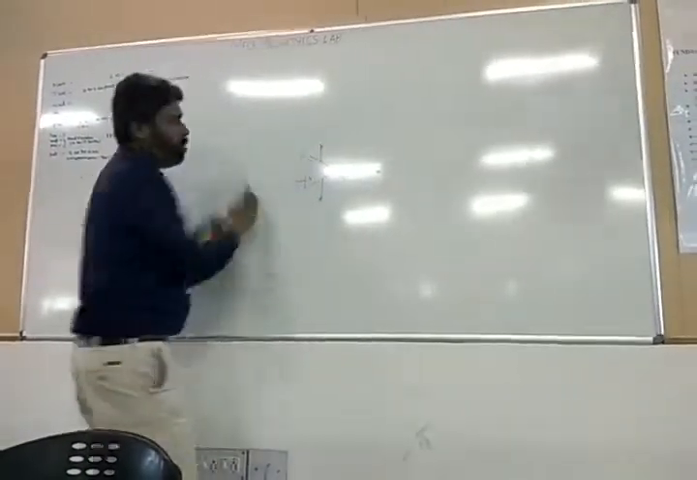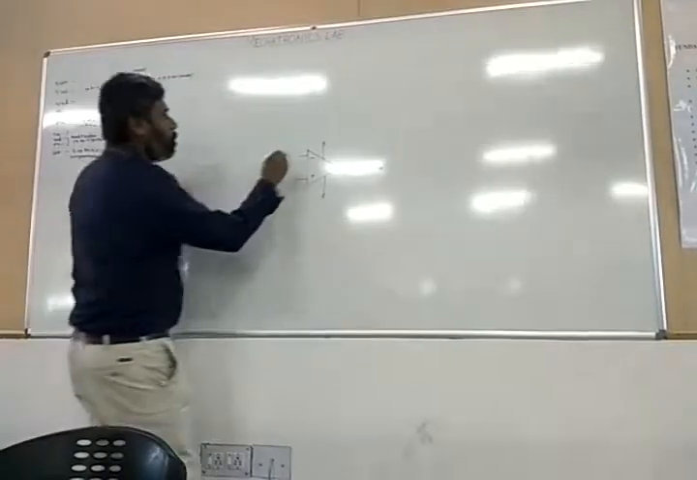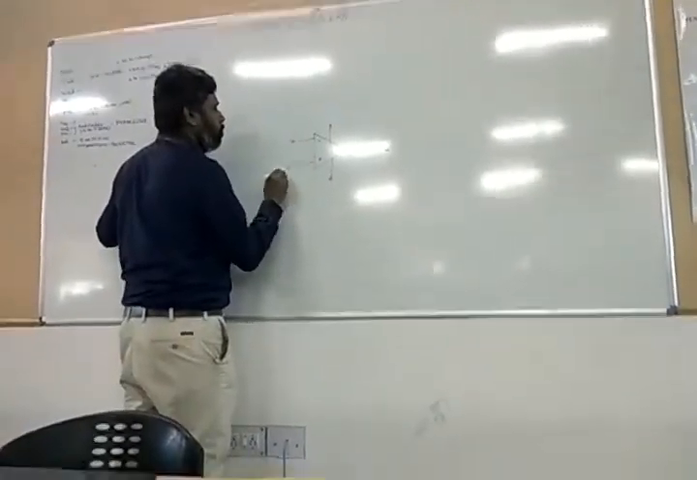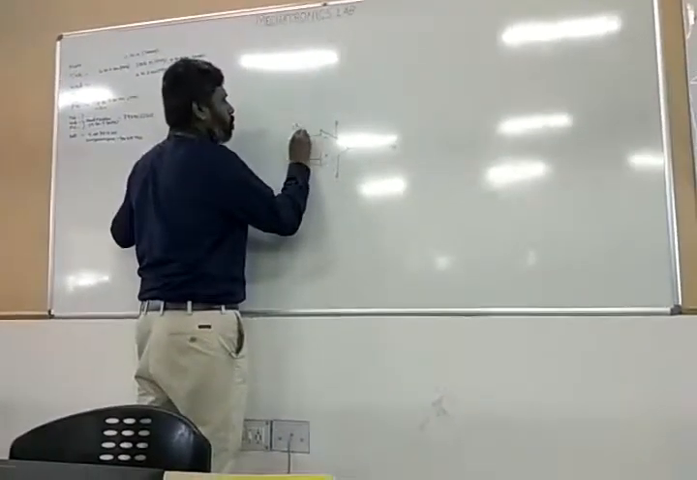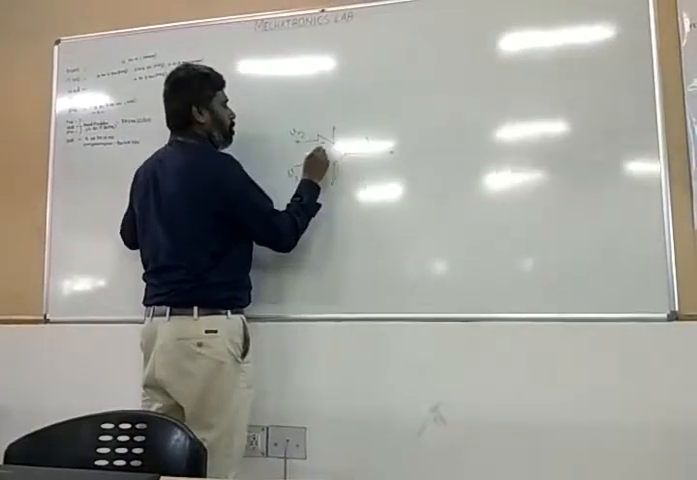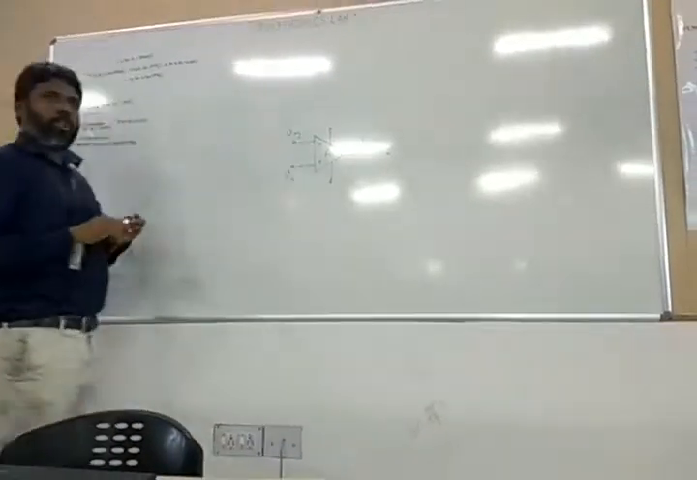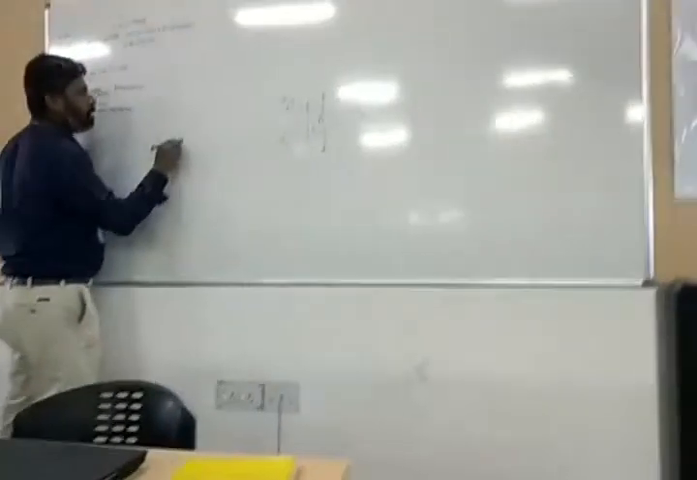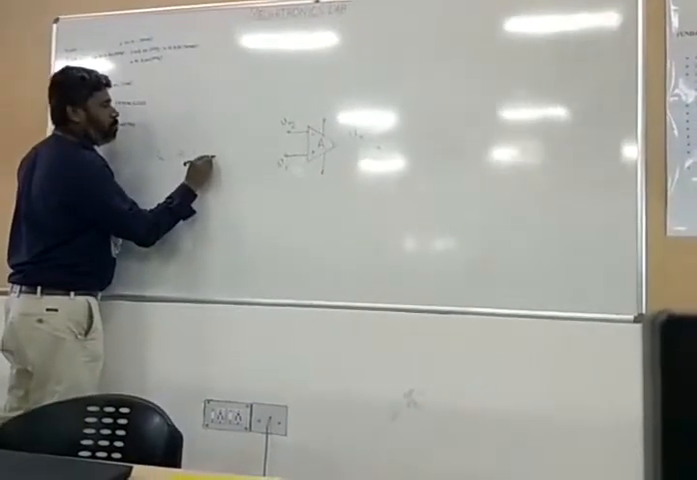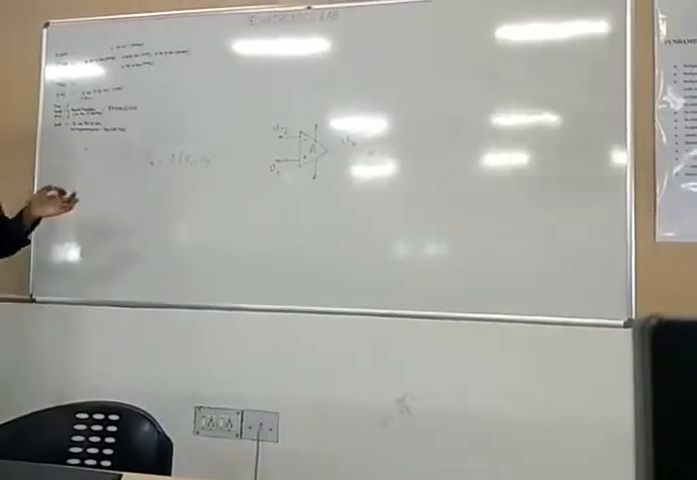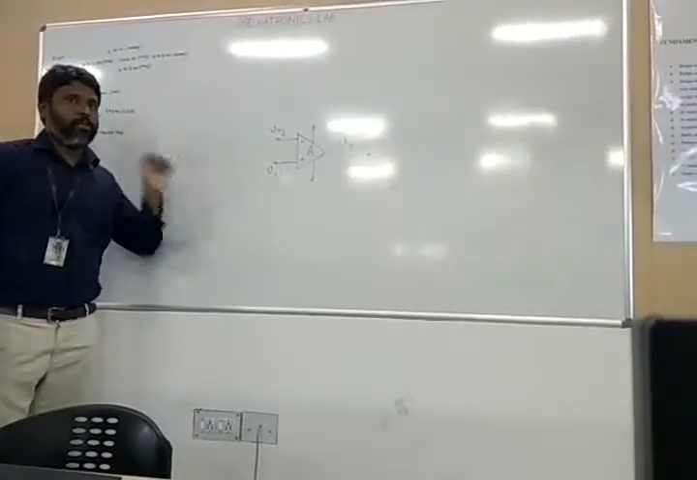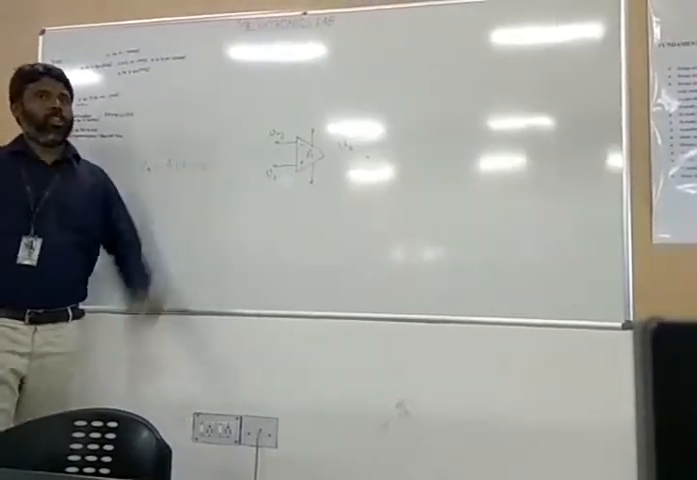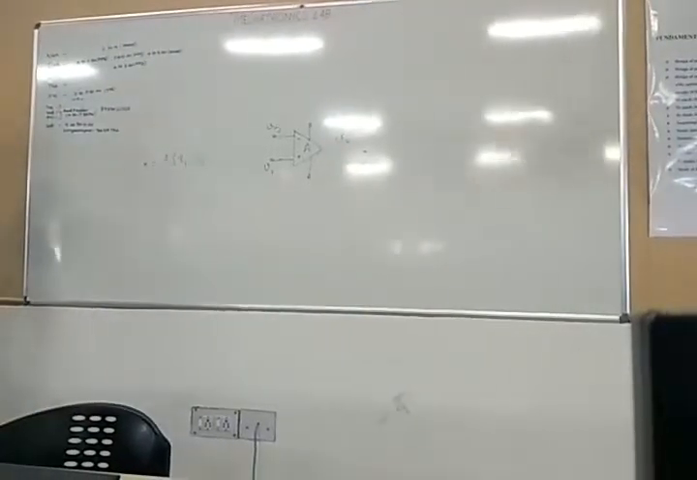Let us consider the two inputs, V1 and V2, and the output V0. A is the gain of the op-amp. Mathematically this can be written as V0 equals A times (V1 minus V2). This expression clearly tells us that it amplifies the difference of the two signals, where V1 and V2 are the two signals and A is the gain.